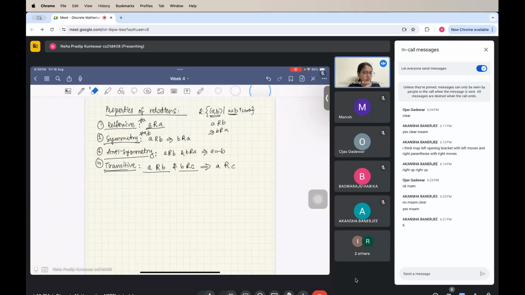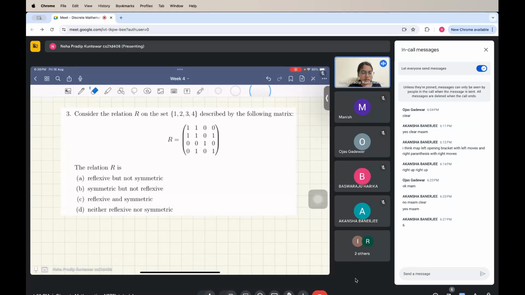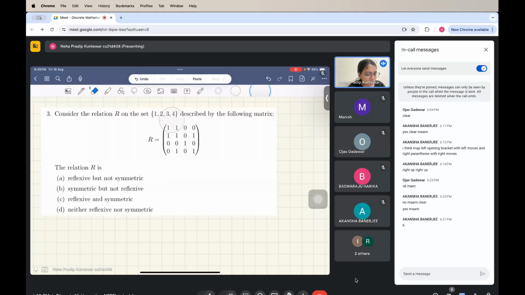So I'll let you think about this question now. You have this set 1, 2, 3, 4, and the relation is defined like this. This is a matrix representation. You can think of the rows as 1, 2, 3, 4, and the columns marked as 1, 2, 3, 4, and if you look at the corresponding cells, it will tell you whether the elements are related or not.